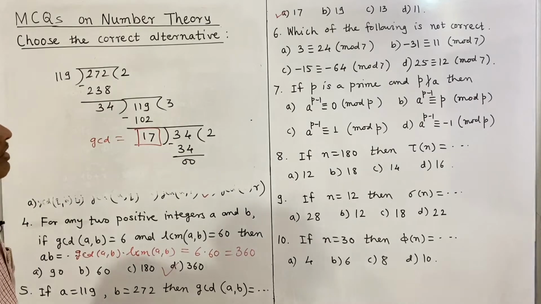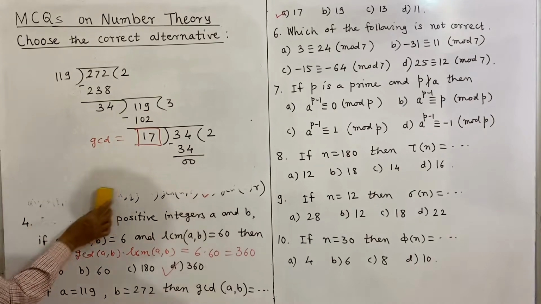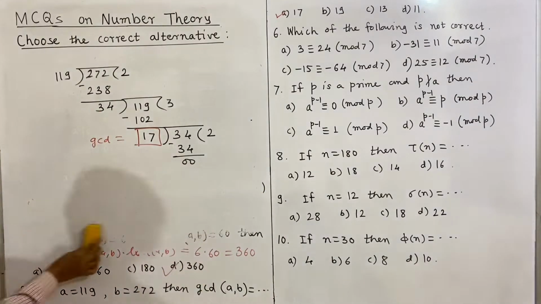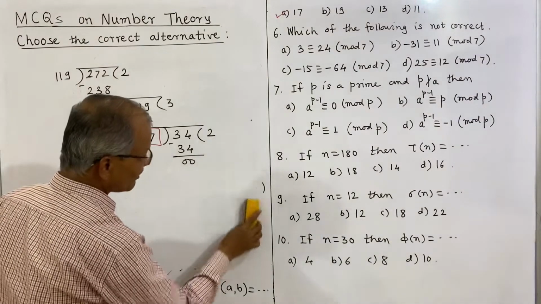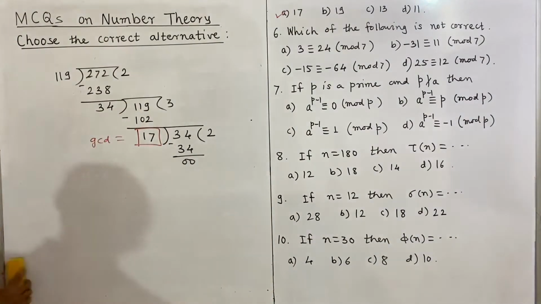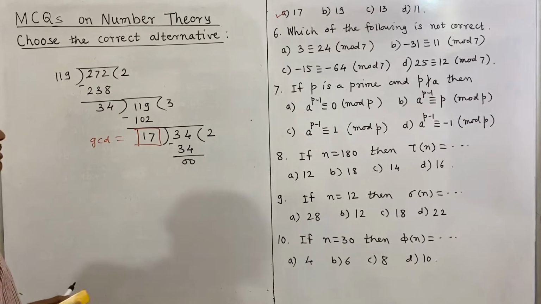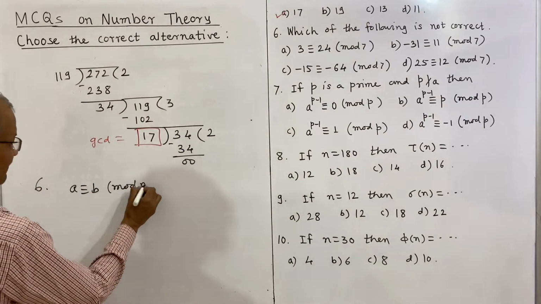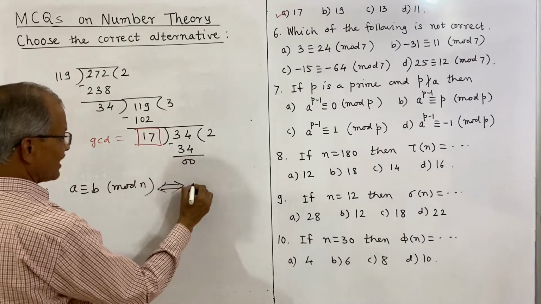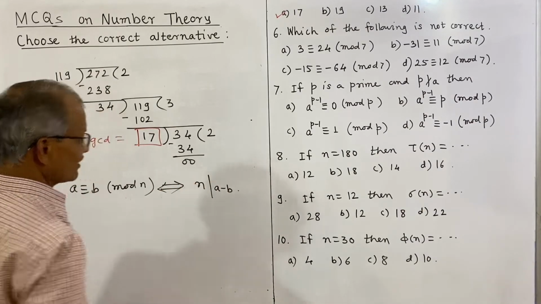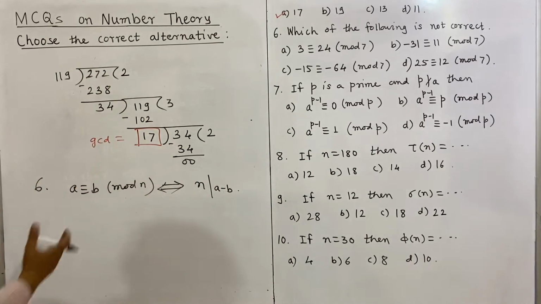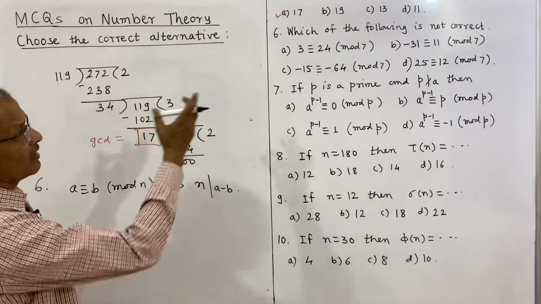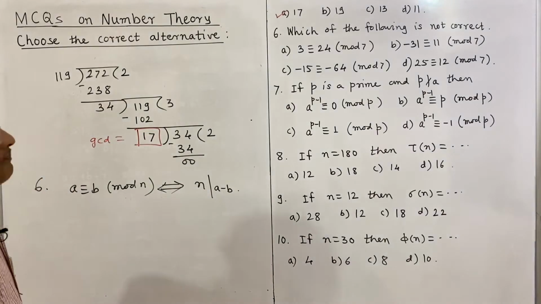Sixth question is, which of the following is not correct? That is, 3 is congruent to 24 under modulus 7. Here we only have to use the definition of congruence. So what is the definition of congruence? We say A is congruent to B modulo n if and only if n divides A minus B. We shall check this definition, and then we will decide which is not correct here.